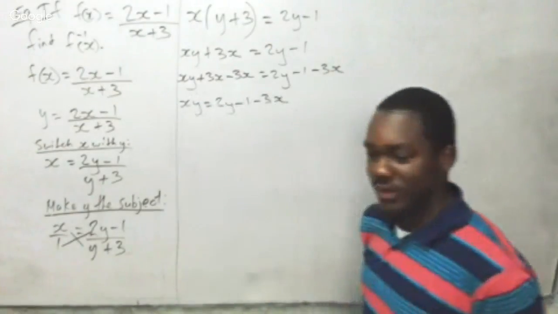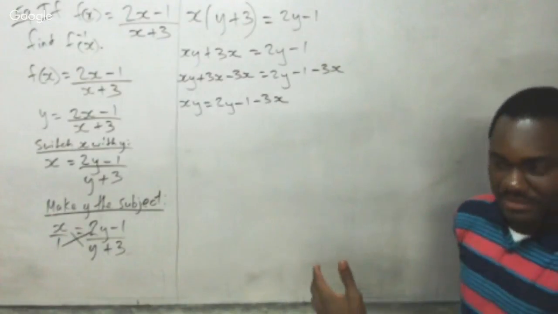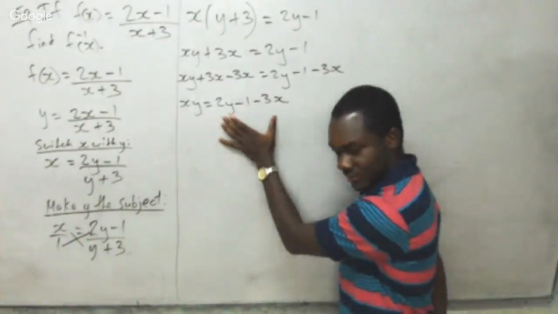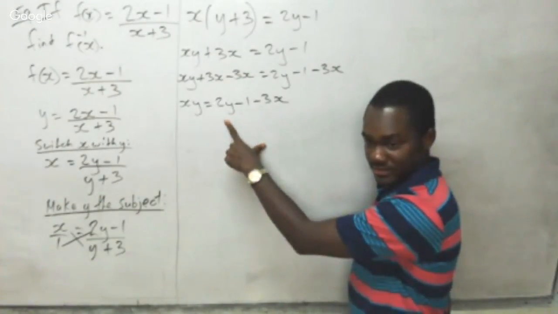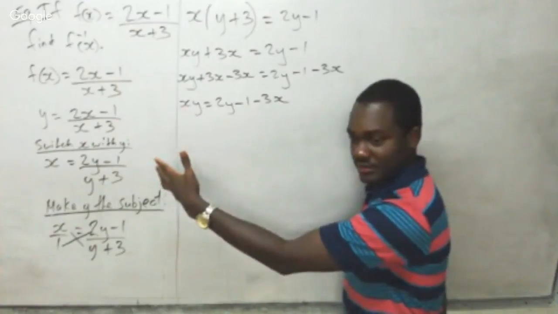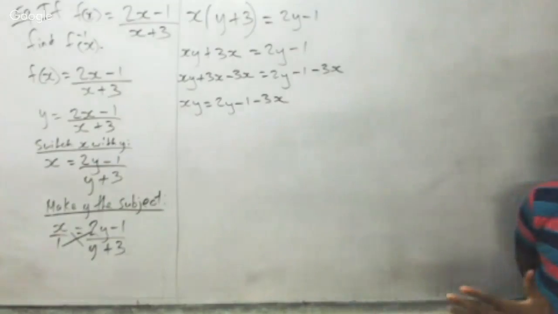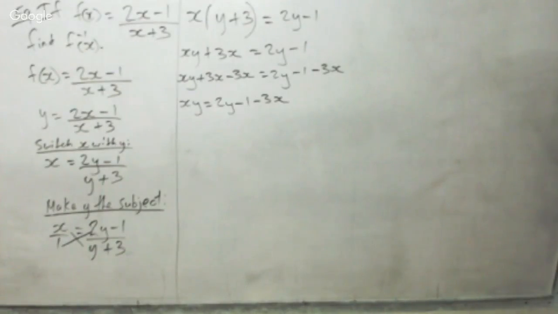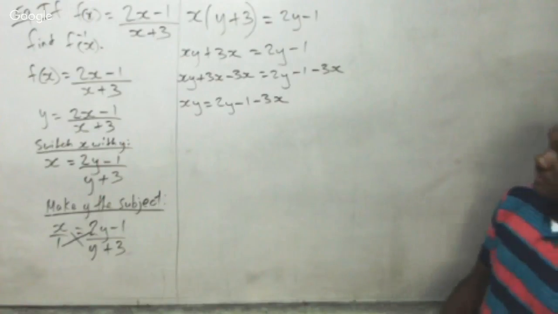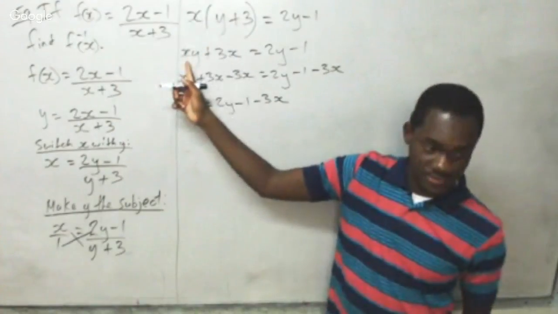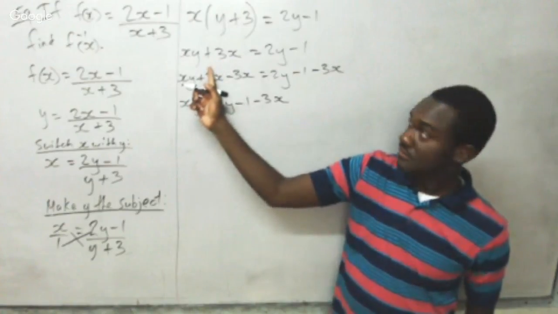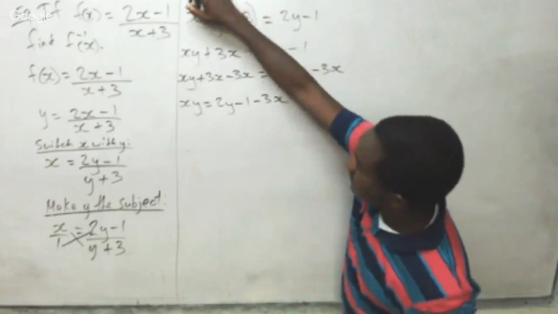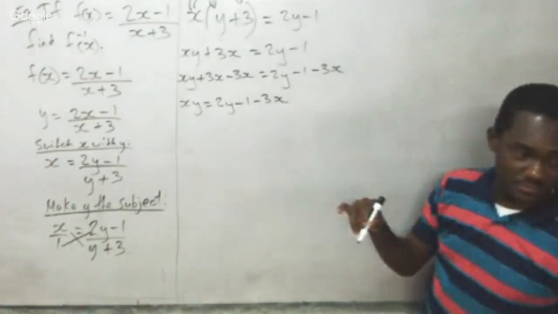Anyway, we're keeping the y's on the left. That means what doesn't belong on the right? The 2y doesn't belong on it because it should be on the left. Can you go back to the bracket? We're expanding. Expanding x times y is xy. x times positive 3 is positive 3x. It's this times this and this times that.